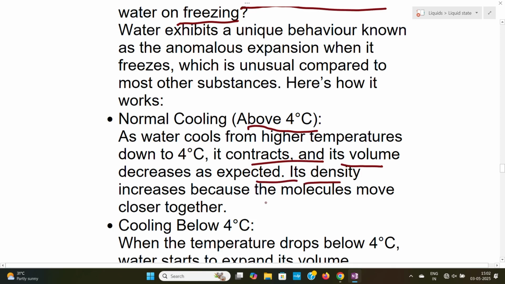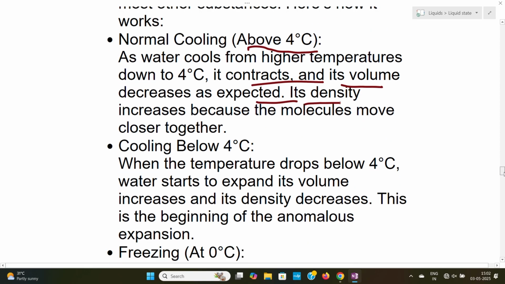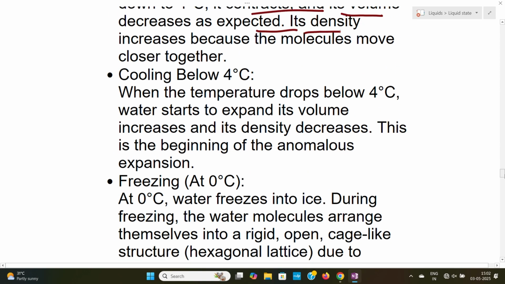Therefore, the density increases because the molecules move closer together. That is in normal cooling. When cooling below 4 degrees Celsius, when the temperature drops below 4 degrees Celsius, water starts to expand, its volume increases and its density decreases. So this is the beginning of the anomalous expansion. So anomalous expansion happens when the temperature drops below 4 degrees Celsius.